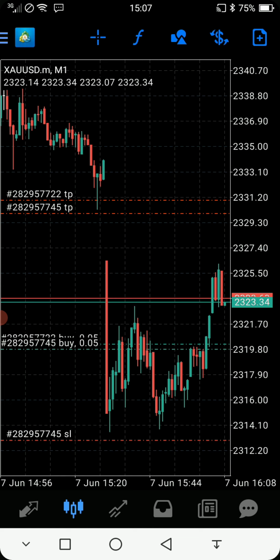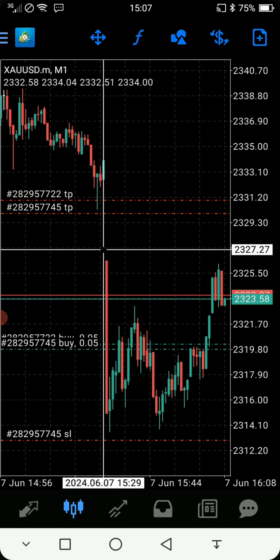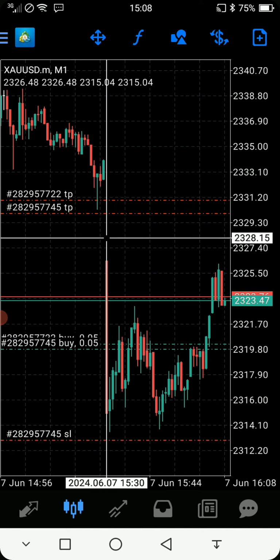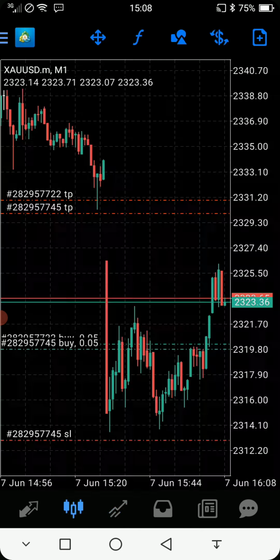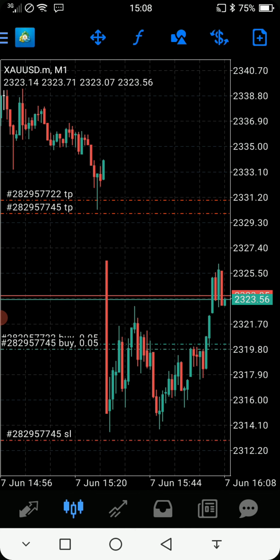So we can hold this trade until it fills this gap. You see this gap, it has to be filled. The market has to fill this gap in order for it to continue down. So yeah, let's wait and see.